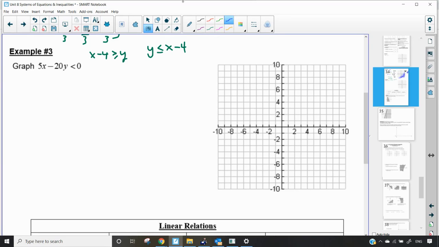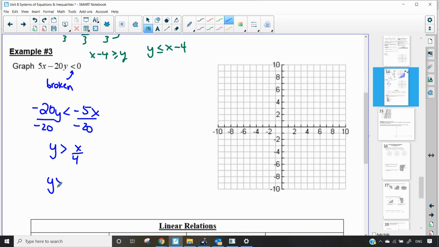Now, taking a look at example number 3, we're asked to graph 5x minus 20y is less than 0. Taking a look at our inequality, we know that we're going to have a broken line. And then we rearrange our inequality. So I have -20y is less than -5x. We want to get y by itself. We're going to divide both sides by -20. So I'm going to have y is greater than x over 4, or another way to write that is y is greater than 1/4 x. So my y-intercept is going to happen at 0, and my slope is 1/4, so up 1, right 4, up 1, right 4.